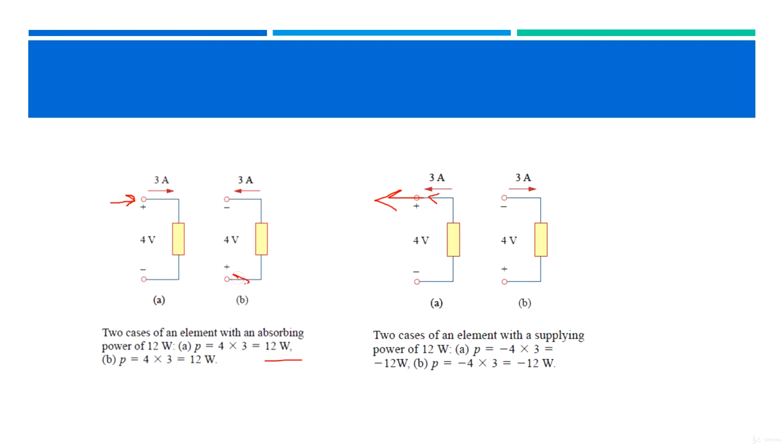So the current is also entering the load from here and going out here. So this one is a consuming load. Here we are putting the positive here, going out here. So it is a supplying load. So this is the concept of power. The concept of power is the work done over the time.